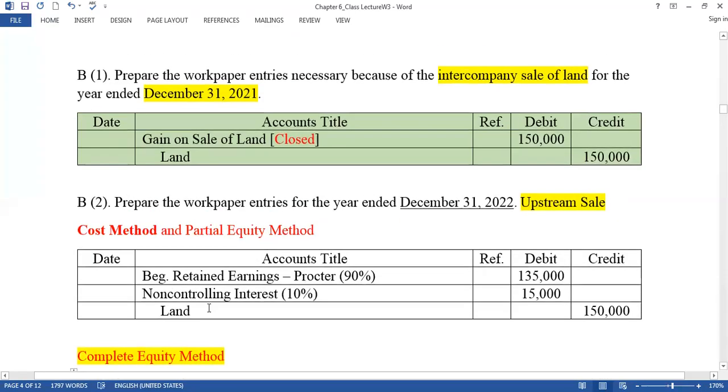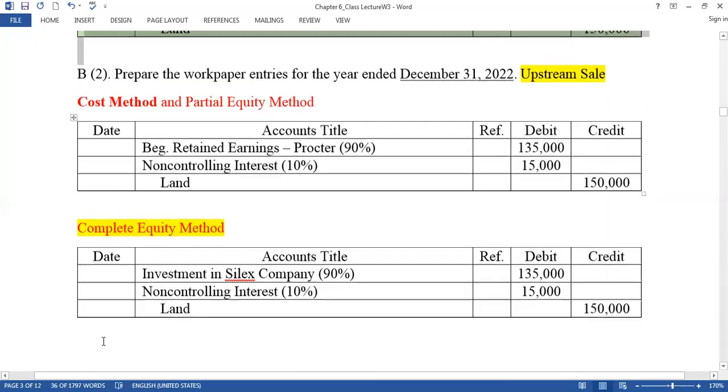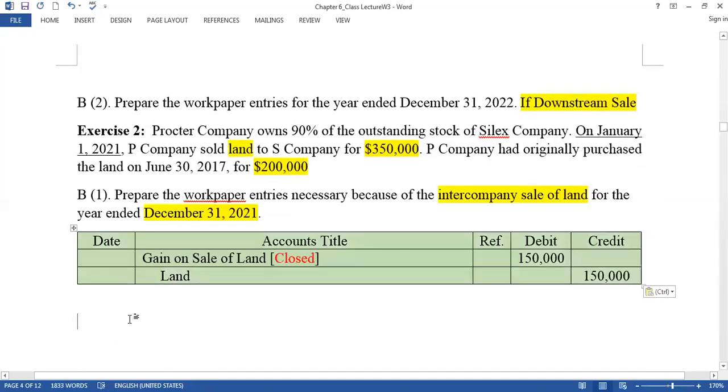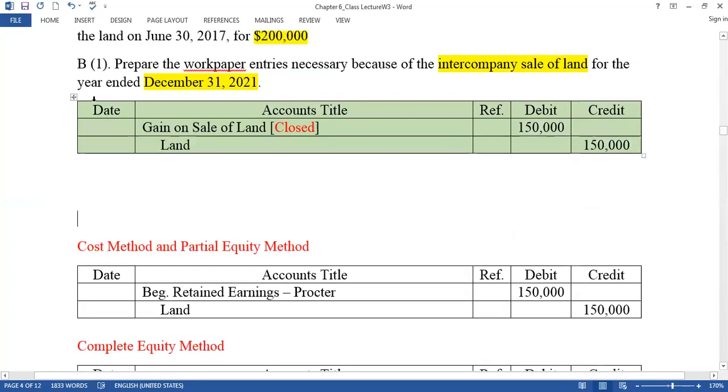So this is the first journal, if it is downstream. I copy it. Okay, this is the first journal. Whether it is upstream or downstream, the first journal is similar. Clear? You have upstream sales or downstream sales, the first journal is similar because it is intercompany gain or loss. Clear?